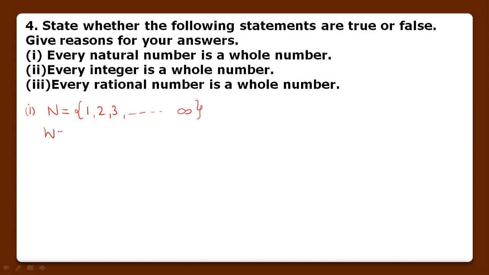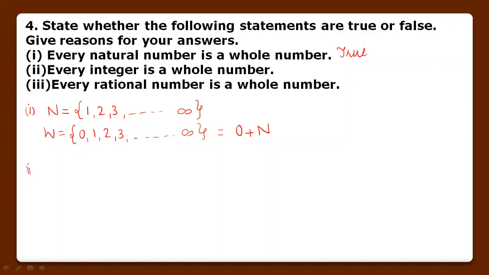Then what are whole numbers? We have also studied 0, 1, 2, 3, so on till infinity. So what we have concluded that whole numbers are 0 plus natural numbers. तो इससे हमें क्या पता चला? Every natural number, हर एक natural number एक whole number तो है ही. So here it is absolutely true.